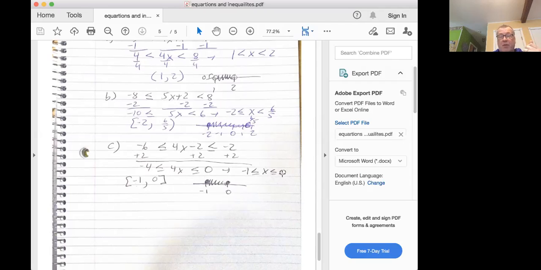Now, when I take 0 divided by 2, a lot of people get confused with this one. 0 divided by 2 is 0. 2 divided by 0 is undefined, so you cannot divide by 0. But when you divide into 0, it's 0.